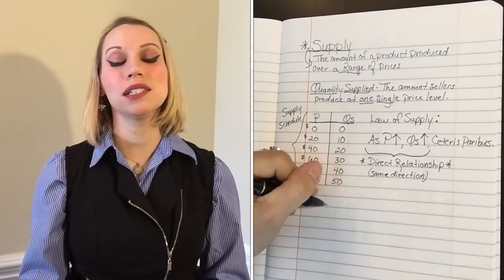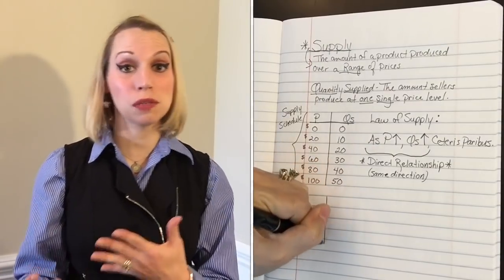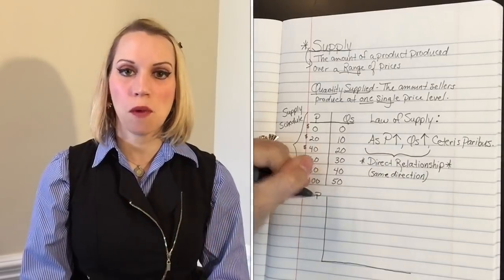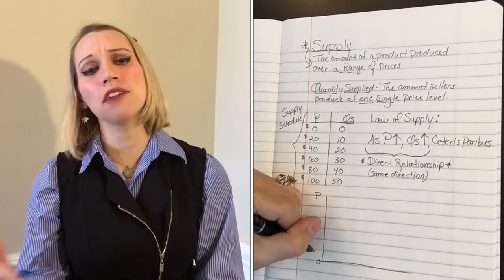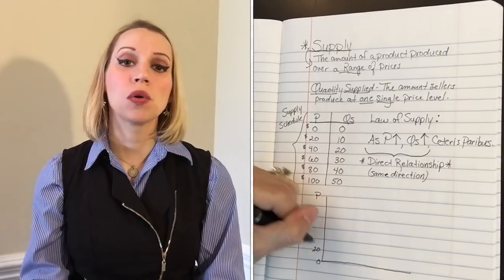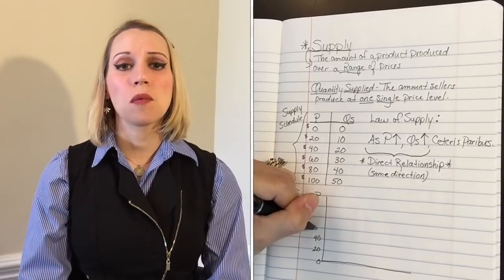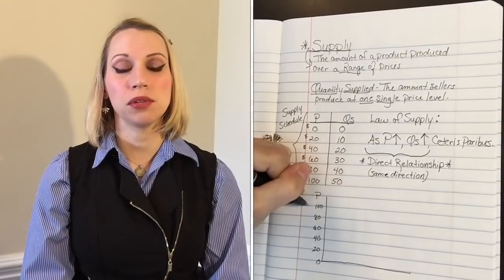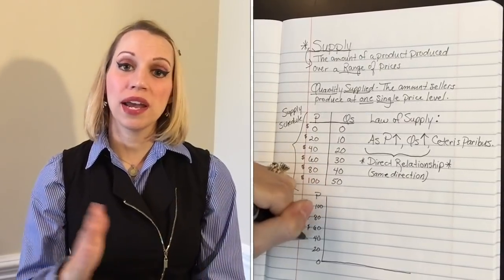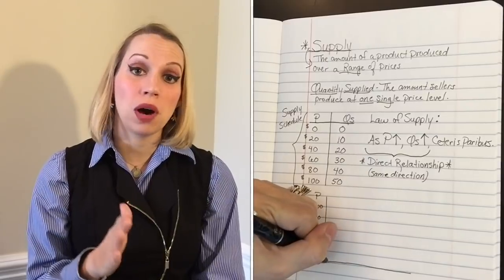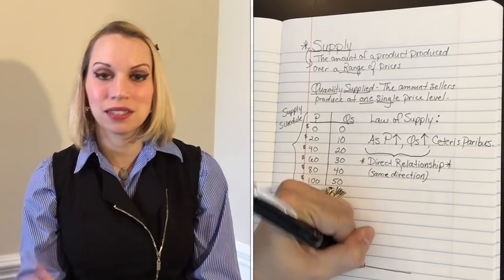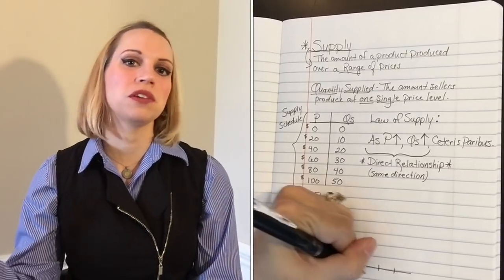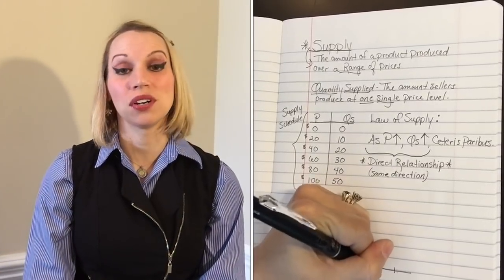Now, if we were to take these numbers and put them on a graph and turn them into a picture, we're always going to have price on our y-axis, but we're going to have quantity supplied on our x-axis. So on our y-axis, we would have our different price levels that we used in our example. On our x-axis, where we're measuring the quantity of painters supplying their services, we would go from 0 and then 10, 20, 30, 40, 50, because those are the numbers that we used in our example.